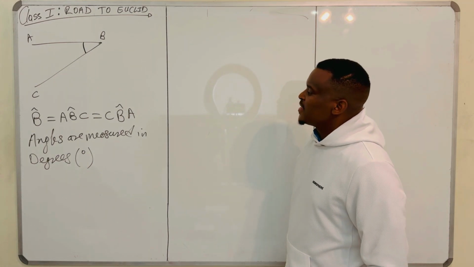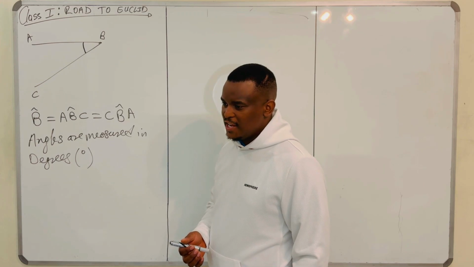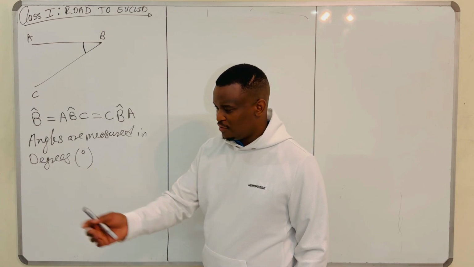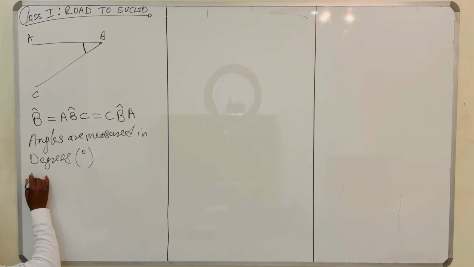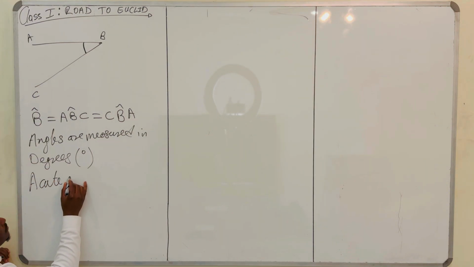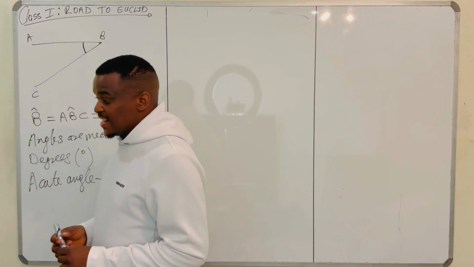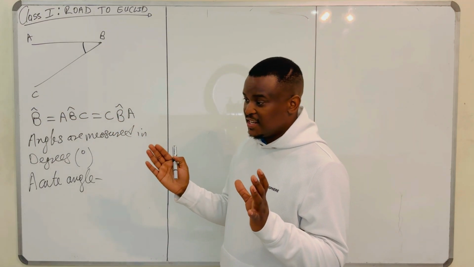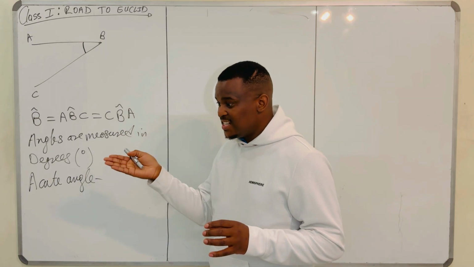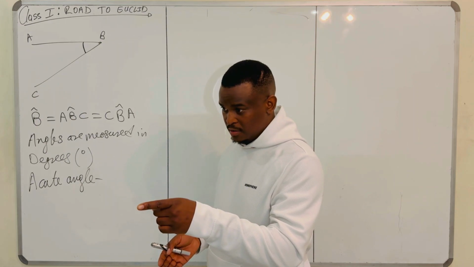No problem. Now, we have a few types of angles, right? So what kind of angles do you know? Acute angle. There's an acute angle. Do you know what an acute angle is? It's an angle less than 90. But you need to be specific. It's an angle between 0 and 90 degrees, which means it's less than 90 but greater than 0. Are you following? Are you happy?